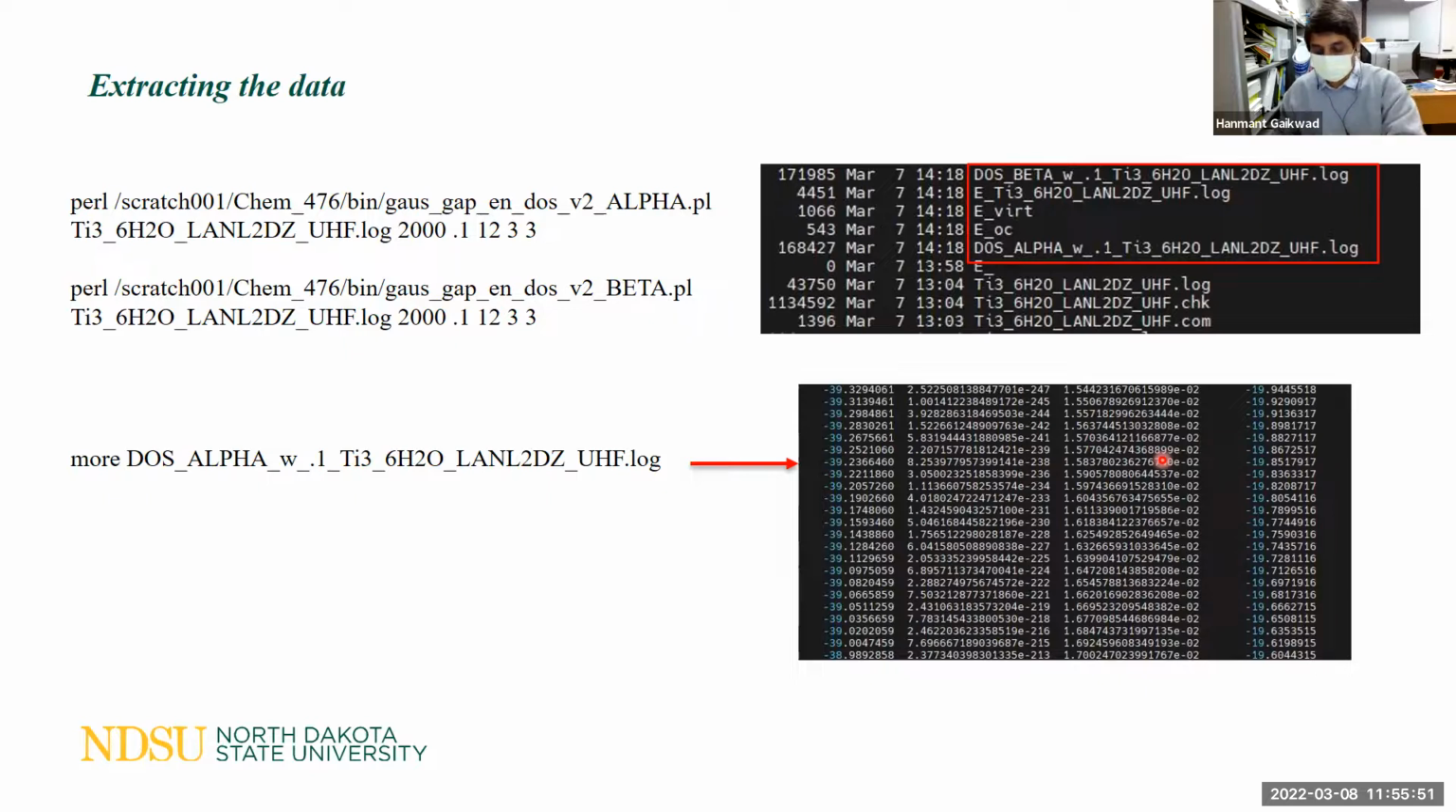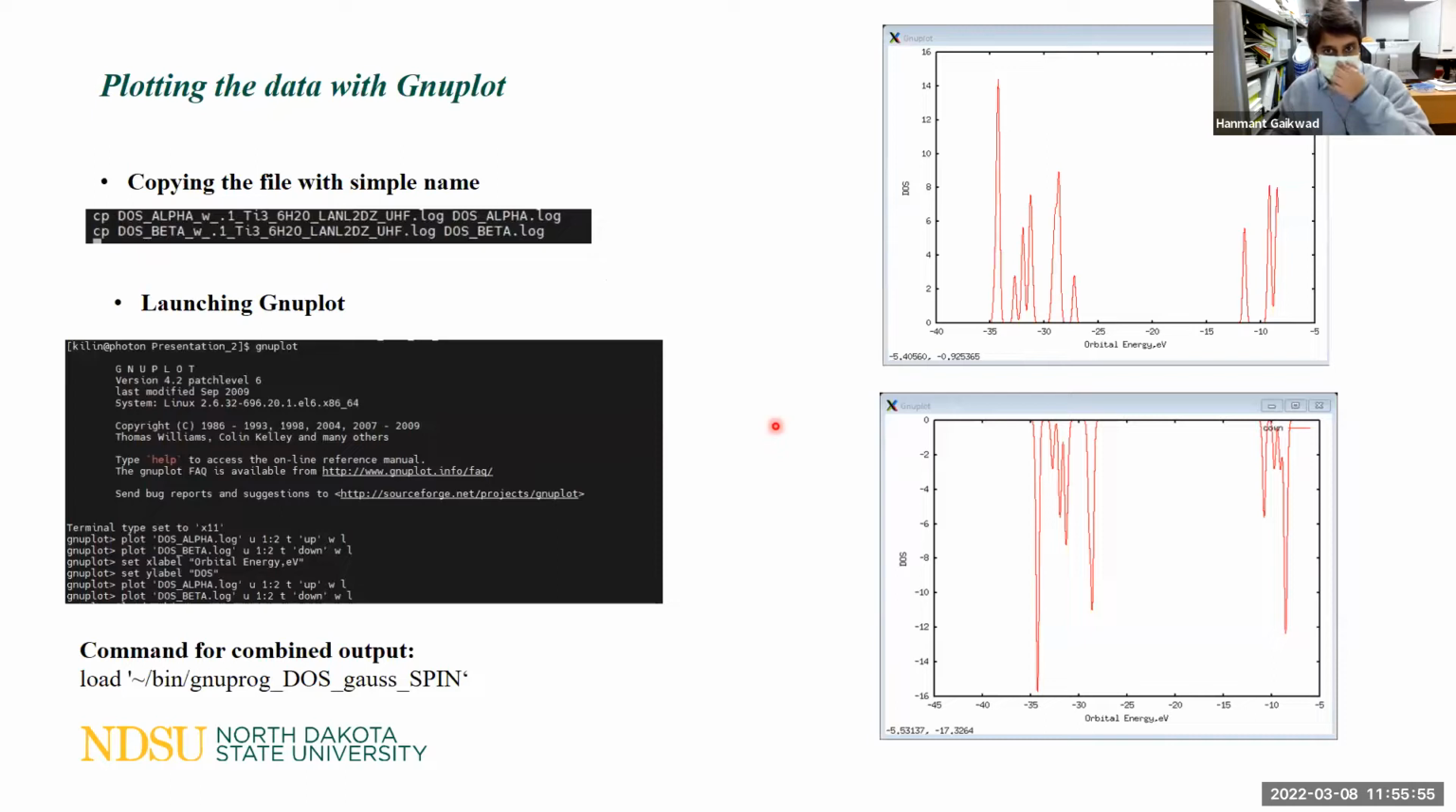Once we generated these output files based on the Perl command, in the next stage we need to plot the data. But before plotting, for simplification, we copied that file into simpler forms, for the alpha orbitals as well as the beta orbitals. Then in the next step, we plot that data using gnuplot.